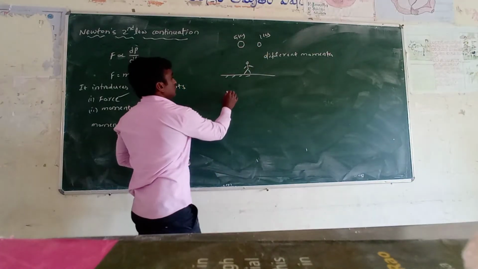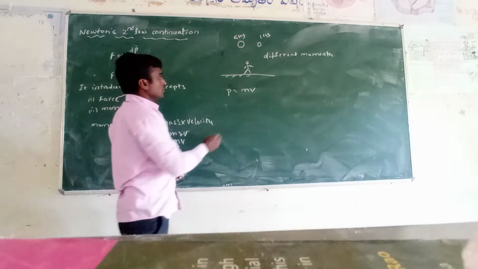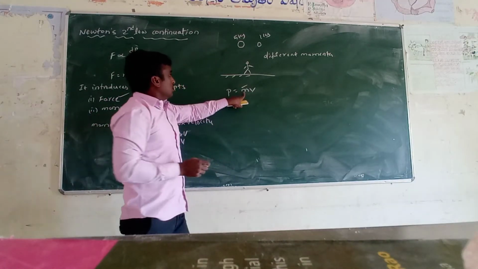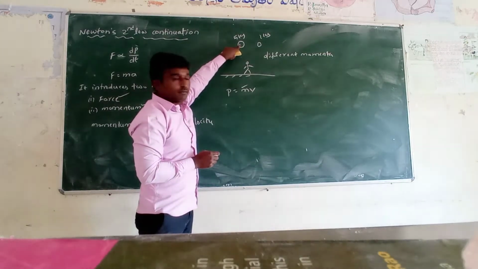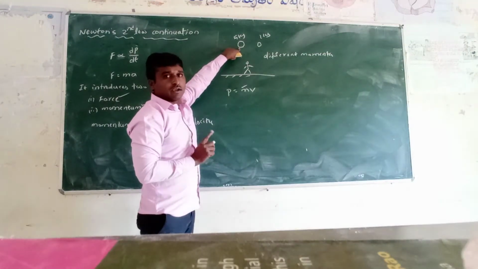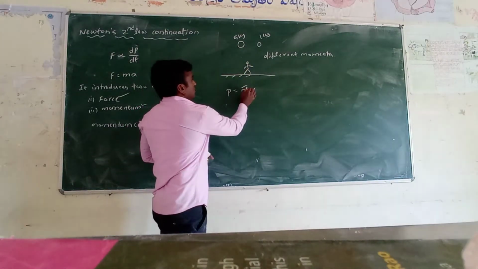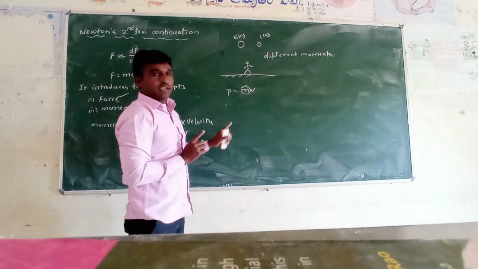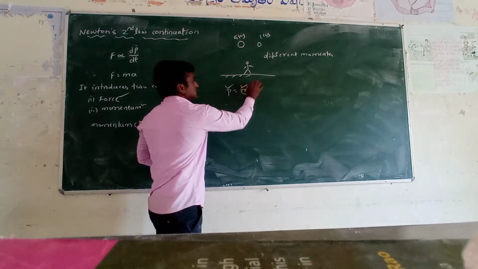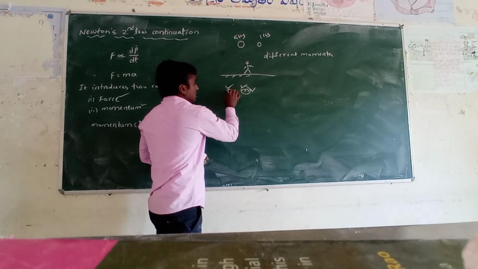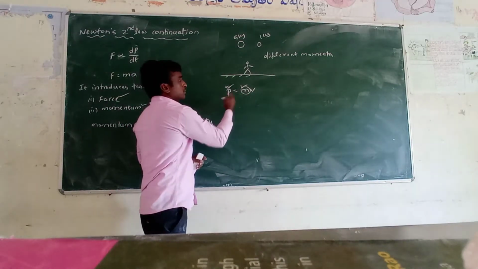What is the momentum formula? P is equal to mv. In these two stones, which one has maximum mass? The heavier one, the 5 kg body. When the mass is heavy, momentum is also heavy. When the mass is light, momentum is also lighter. So mass is directly proportional to momentum.